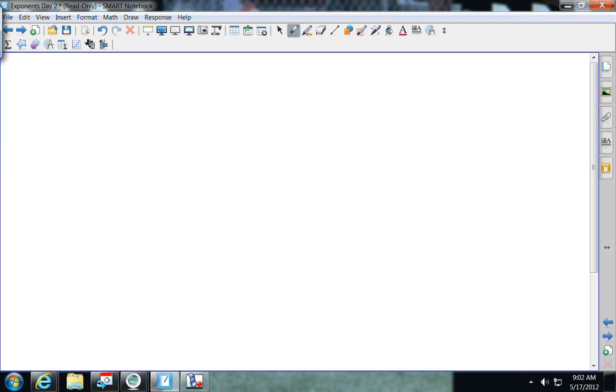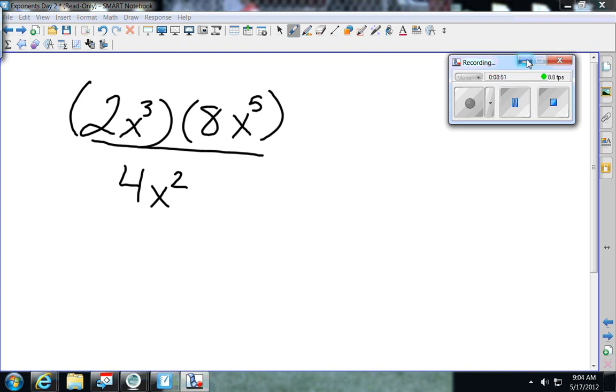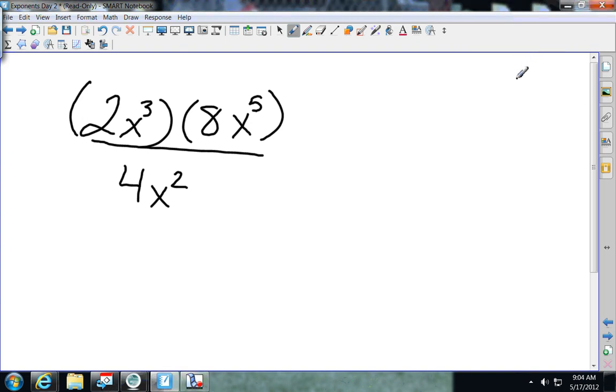All right, so let's try. What if I did this? Try this problem. Let's combine the two rules. Okay, on this one, what you're going to want to do is do the top part of the equation first. Okay, so let's do the top first.